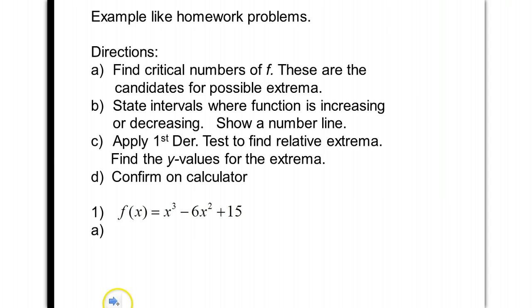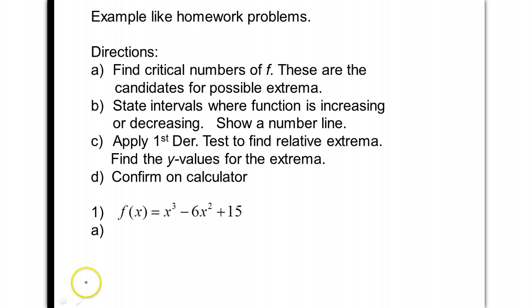So number 1, here we have another polynomial. It's a cubic function, and the derivative is f prime of x equals 3x squared minus 12x. If I set that equal to 0 and factor out 3x, I have x equals 0 or 4.